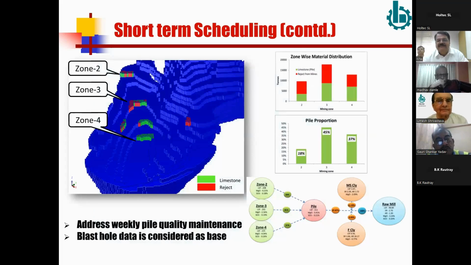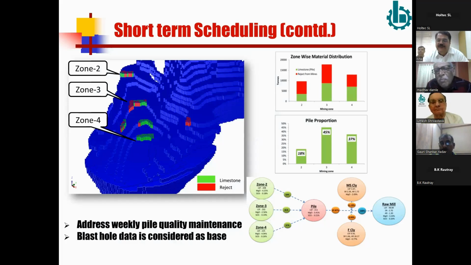This is one more case in which you can see the short-term scheduling has been carried out. You can see 3 zones with different colors. The red color is the reject and the green color is the limestone. So zone-wise mineral distribution can be seen on the right side of the screen: what is the distribution of limestone and reject in each block, and how much pile proportion we have to maintain to descend to the pile. Like from zone 2, it is 18%, zone 3 is 45%, zone 4 is 37%.